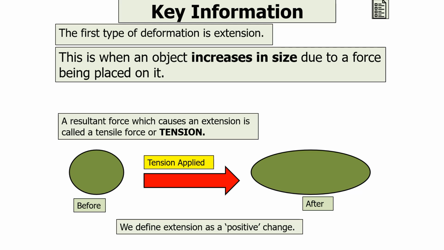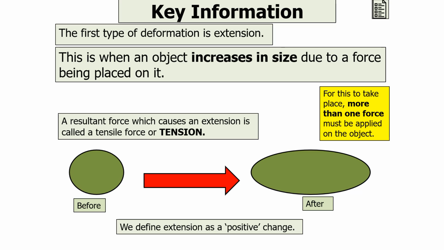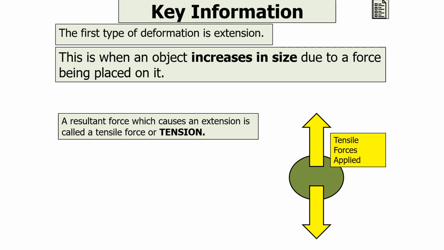But it's important to note that for this to take place, more than one force must be applied on the object. So for example, if we have two tensile forces applied, it will cause the object to increase in size. Now you'll note from this diagram that tensile forces tend to be balanced outward forces applied.